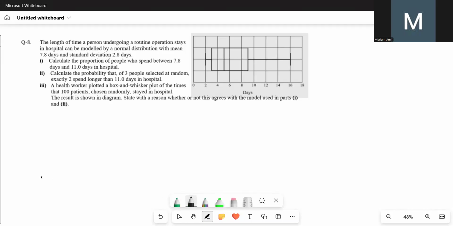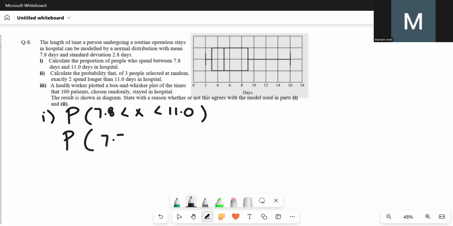The length of time a person undergoing a routine operation stays in hospital can be modeled by a normal distribution with mean 7.8 days and standard deviation 2.8 days. Calculate the proportion of people who spend between 7.8 days and 11.0 days in the hospital. We have to find the probability that a person stays between, we can call this days or X, between 7.8 to 11.0. Okay, now we will standardize this by subtracting the mean and dividing the standard deviation.